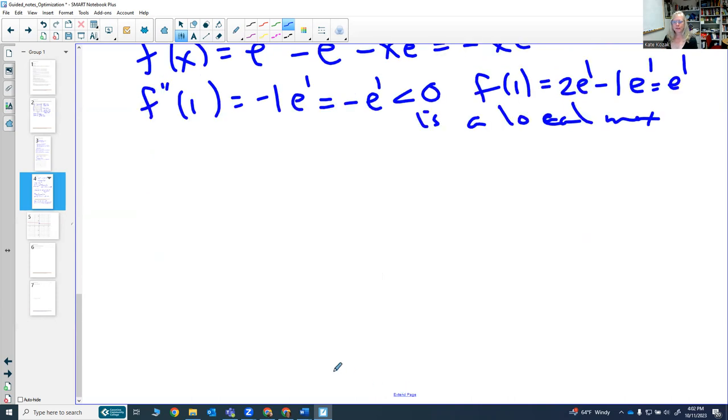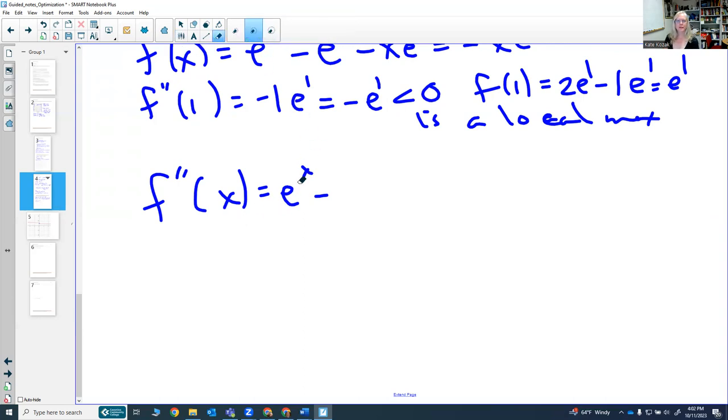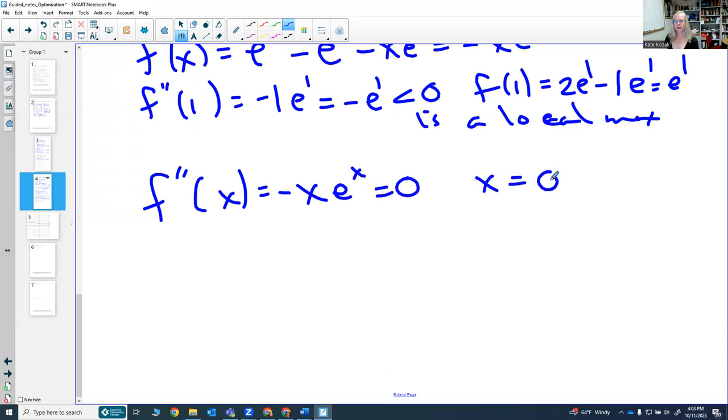Your inflection point, apologize. We already know the second derivative is minus x e to the x. Set that equal to 0, and that equals 0 at x equals 0.